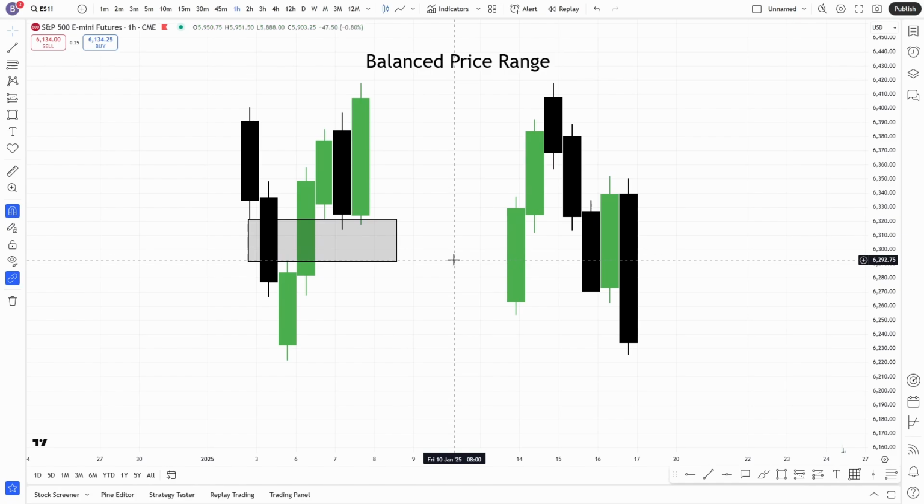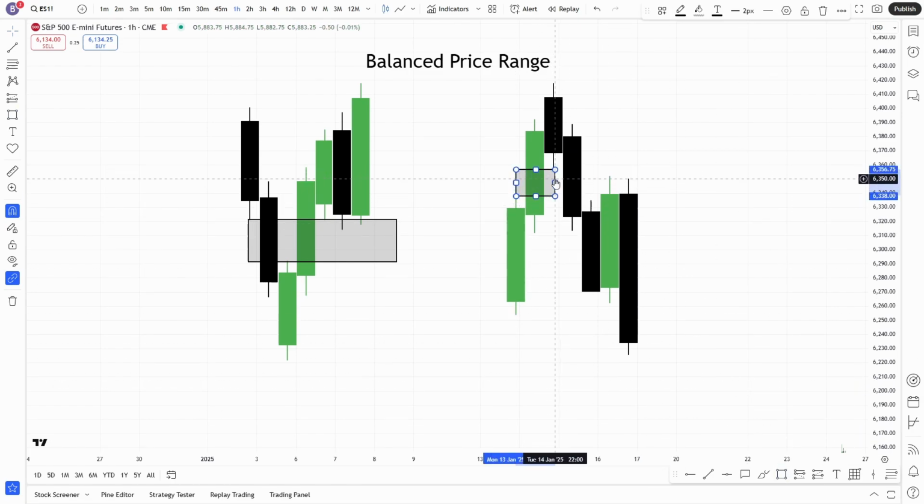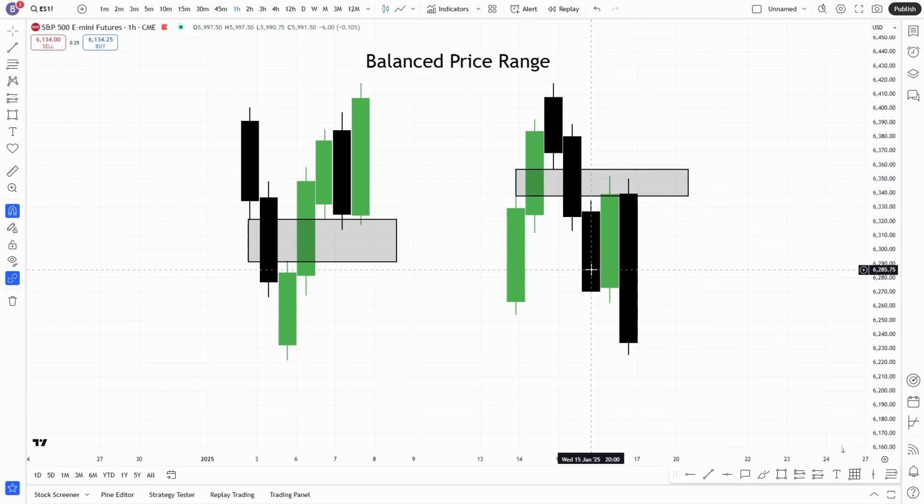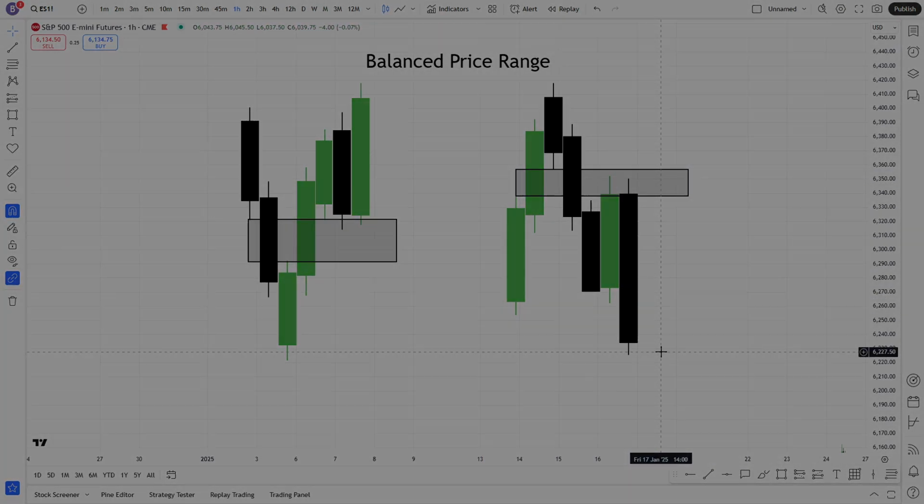And in this example, we get our IFVG right here, and then we have our fair value gap right here, making this a balanced price range. Again, they overlap before price comes back up, respects it before pushing in the intended direction.